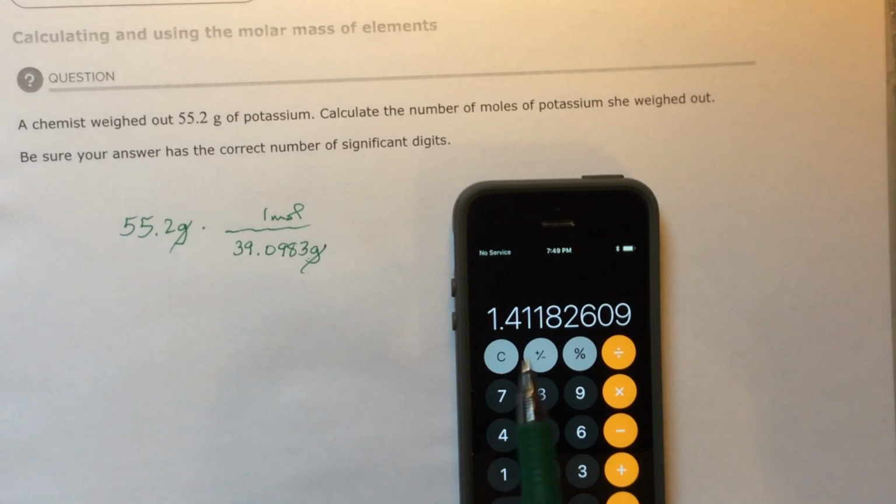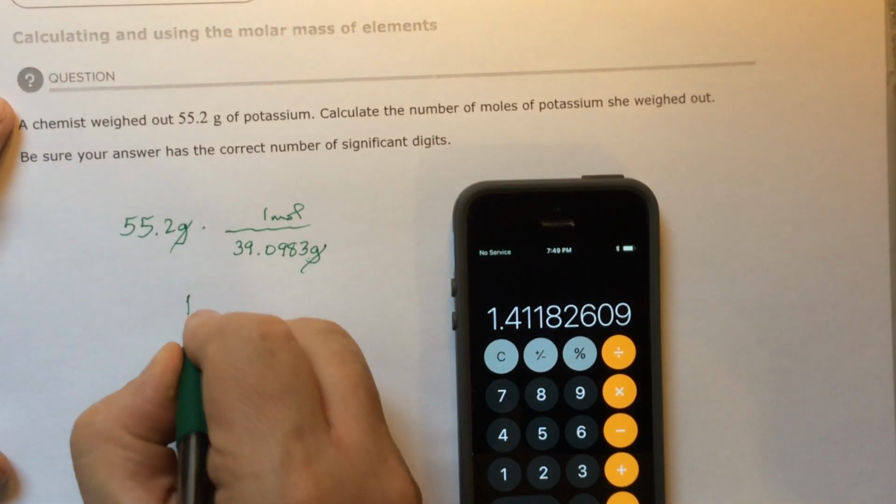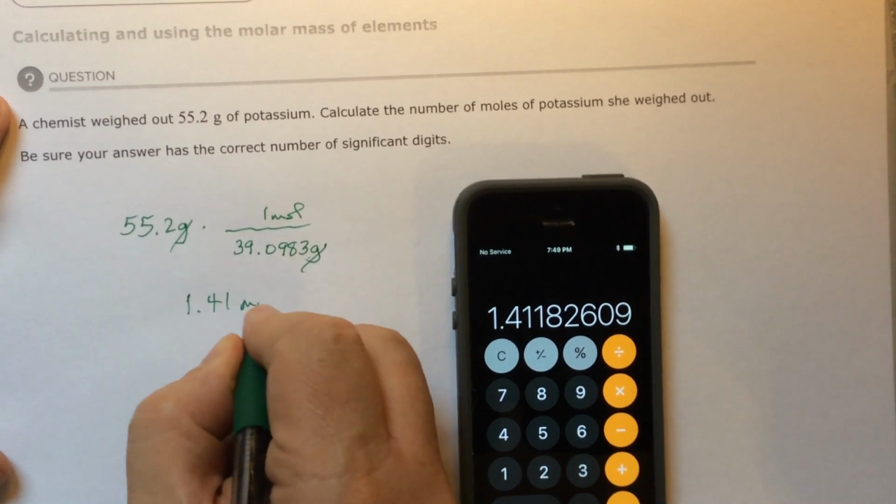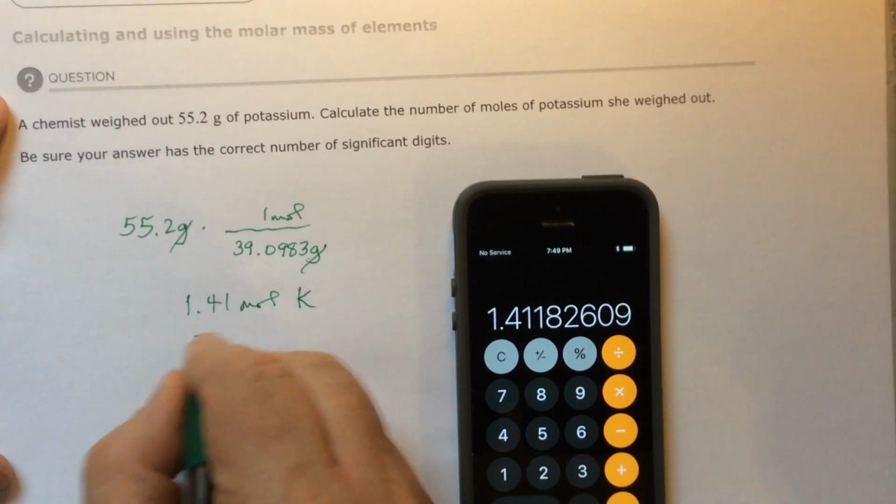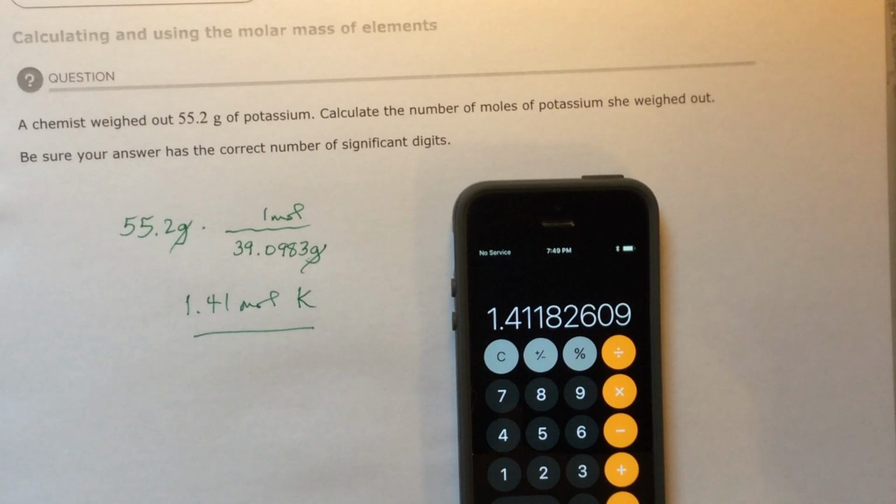So I need to round 1.4118 into 3 significant digits. So all these are non-zeros, so I would just pick the first 3, and you have 1.41 moles of potassium. And that's how you do the problem. Thank you.